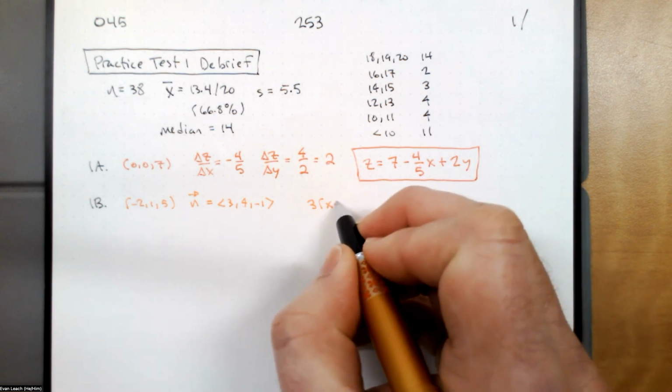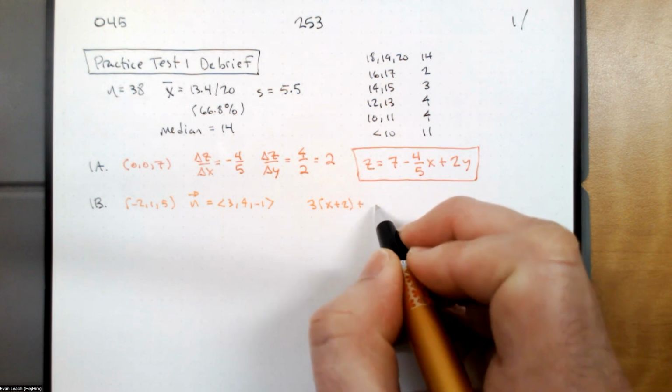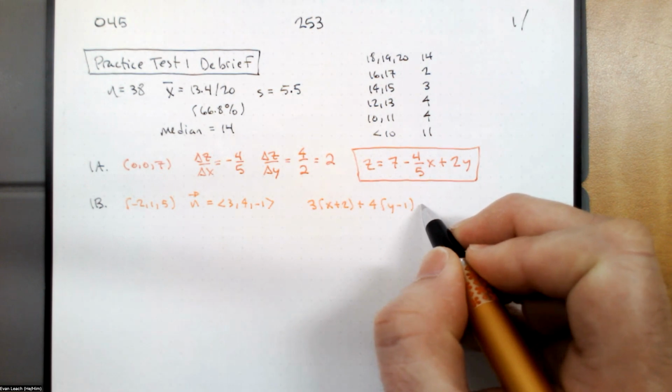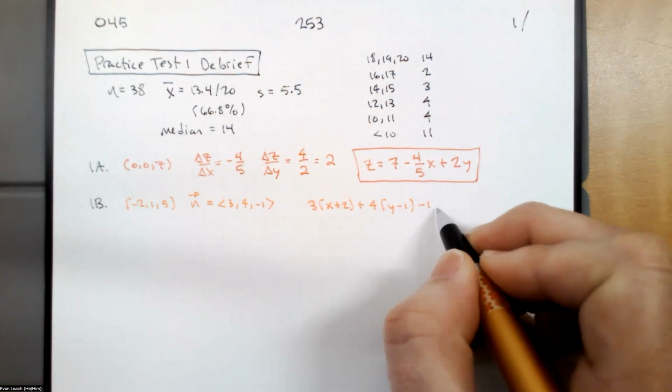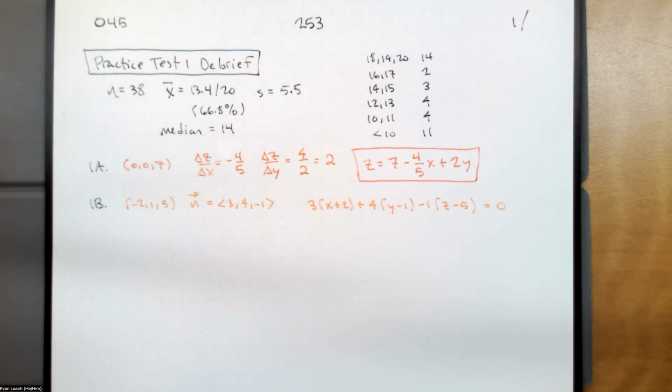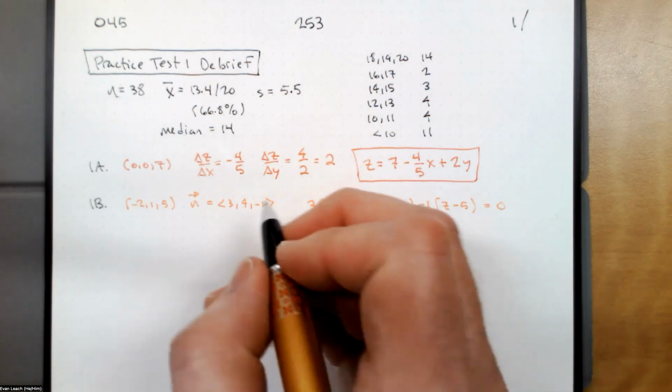but x starts at -2. The y component is 4, and y starts at 1, and the z component is -1, and z starts at 5. This is how we build the equation in standard form. The components of the normal vector are the coefficients of x, y, and z, and we just shift x, y, and z to a point that we have available. 3, -4, and 1. Plus 1.